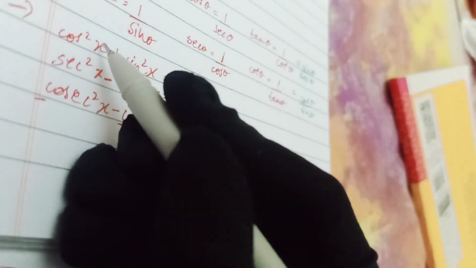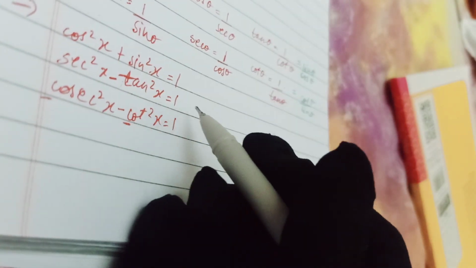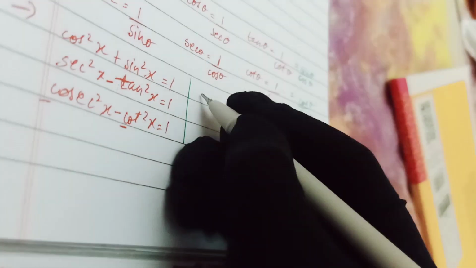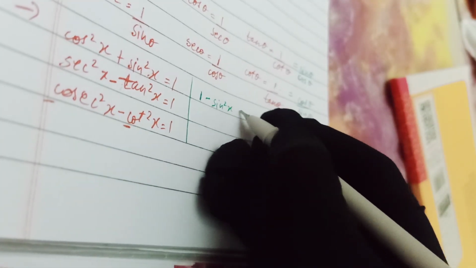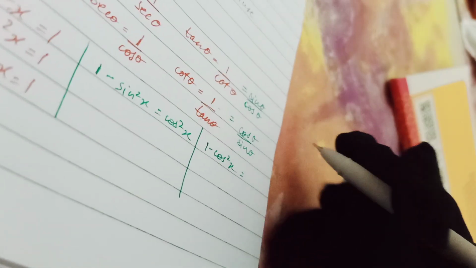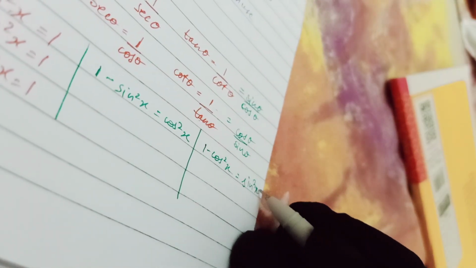So sin square x plus cos square x is equal to 1. Sec square x minus tan square x is equal to 1. Cosec square x minus cot square x is equal to 1. Okay, and you can replace them also. So sin square x will be equal to 1 minus cos square x. We'll write it down if you want. So we have 1 minus sin square x is equal to cos square x, and we can also say that 1 minus cos square x is equal to sin square x. I hope you wrote what is tan theta in the comment section below.